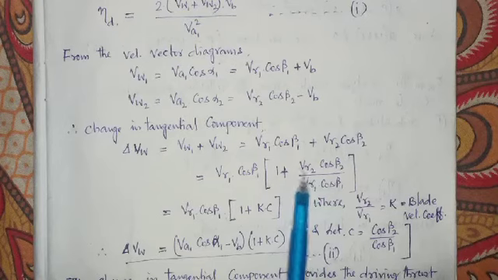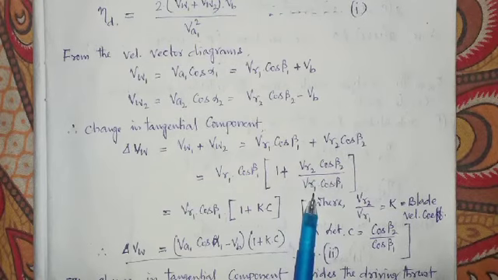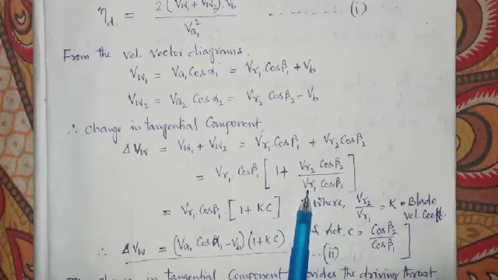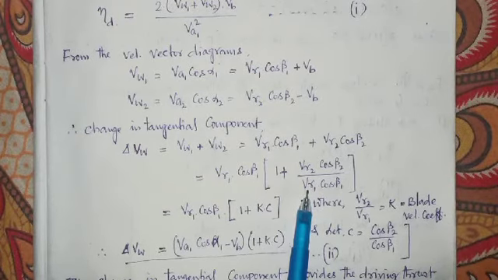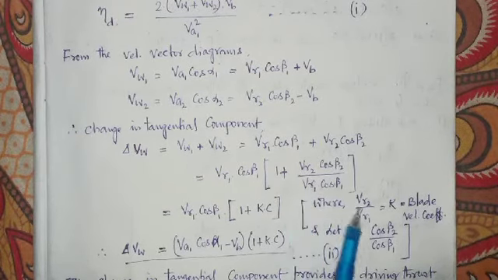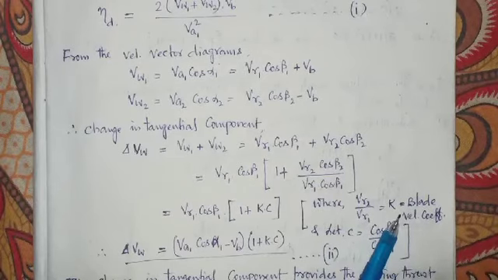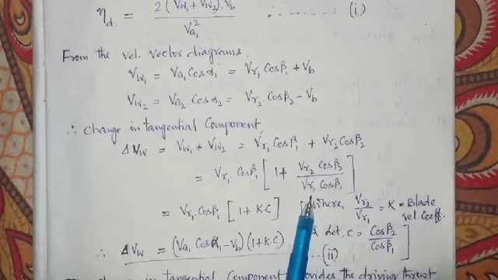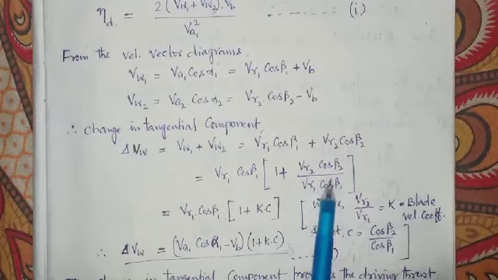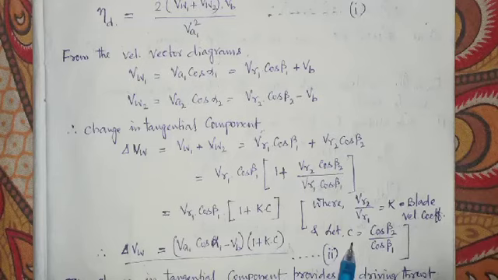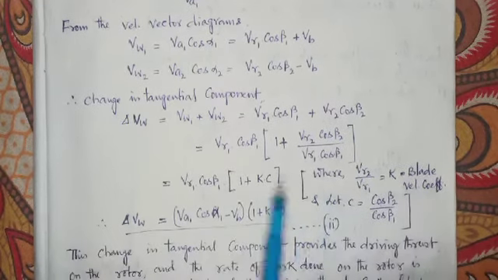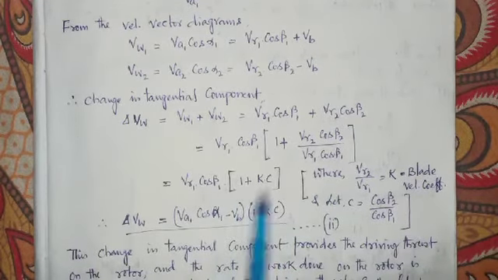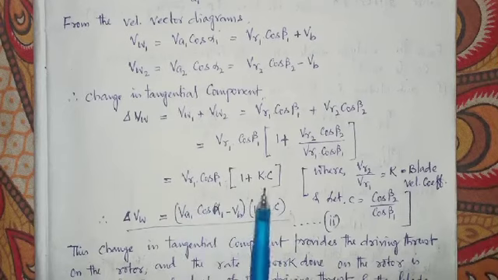Here VR2 by VR1, we have already declared, is the blade velocity coefficient, and it is expressed by K. Let us assume that the ratio of cos beta 2 by cos beta 1 is any constant C. Now the expression will be VR1 cos beta 1 into 1 plus Kc.